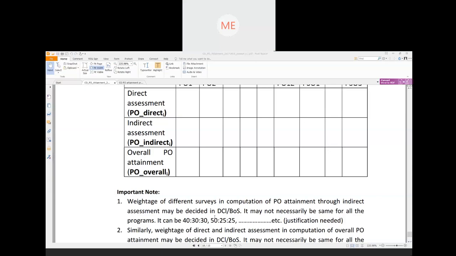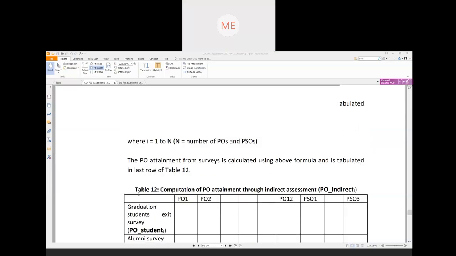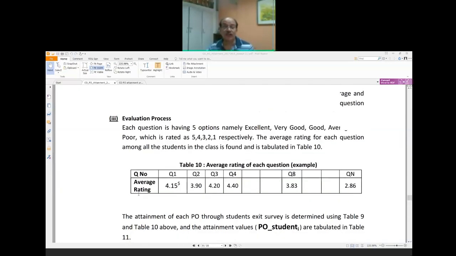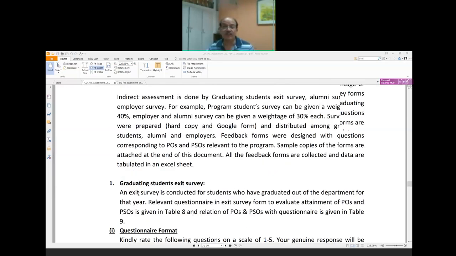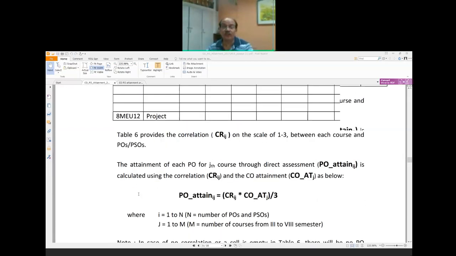Sir, regarding the levels, level 1, level 2, and level 3, how to set them, the attainment level, sir? If you can repeat that part, it would be very nice. No, what are the levels you're looking for? Sir, the attainment level 1, level 2, level 3, in the previous one, in one table it was shown. Oh, direct assessment, yes, that is what your institute has to set.